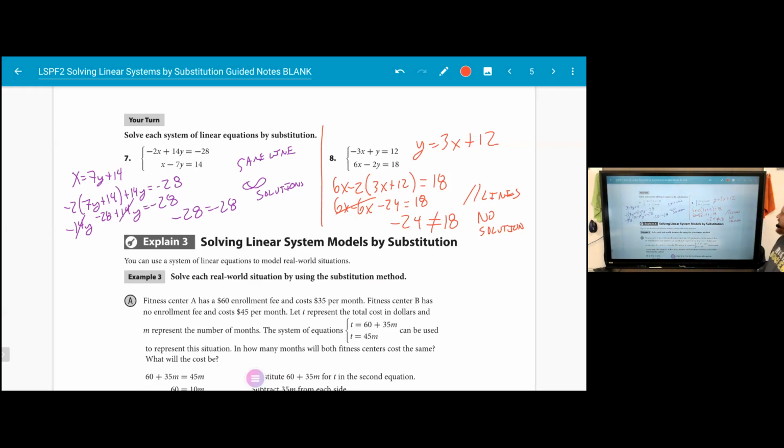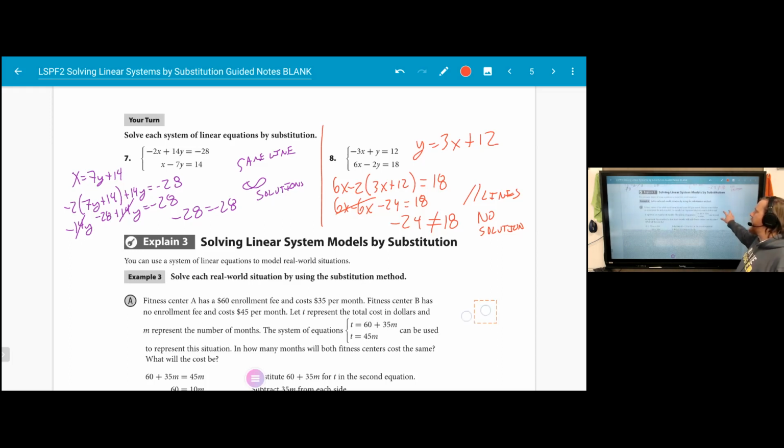In number 8, I solved the top one for y. I have y equals 3x plus 12. Then I substituted anywhere I saw y in the second equation with 3x plus 12. I end up with negative 24 equals 18, but it turns out, you'll be surprised, negative 24 does not equal 18. And since you end up with a false statement, these are parallel lines with no solutions. There's no places where they are the same.